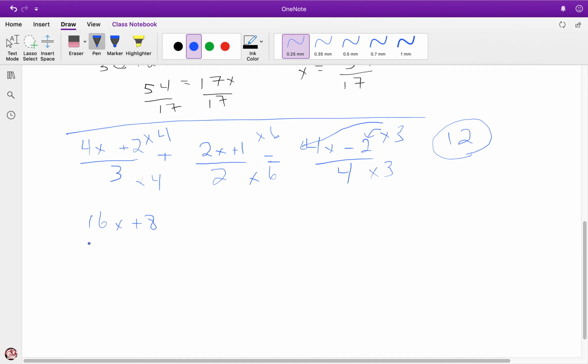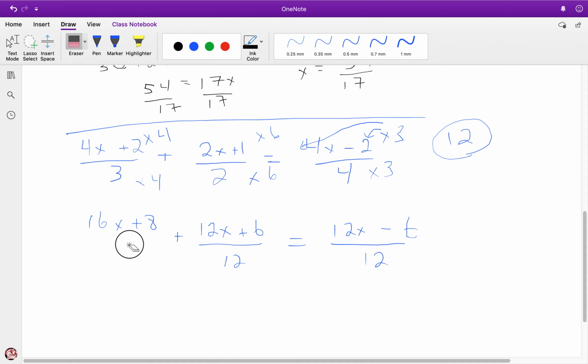plus 8 over 12, plus, this time times by 6, it's going to be 12x plus 6 over 12, equals, these I'm multiplying by 3, so this is going to be 12x minus 6 over 12. Now my denominators are all the same, so that means I can just erase them.